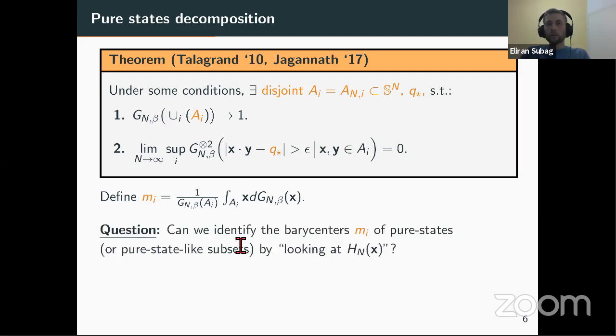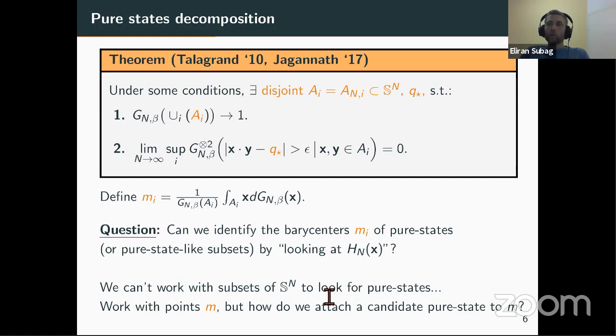And now I'm going to ask an imprecise question just to motivate what I'll try to do next. The question is, can we identify the barycenters of the pure states by, quote unquote, just looking at the random function? I want a simple, nice condition, not something that goes through the Gibbs measure itself, but something that looks at the value, and maybe a certain neighborhood of a point, and is able to tell its pure state. But to understand the pure states themselves is a very fine analysis. So I'm allowing myself to look at pure-state-like subsets, which I didn't define, but these are subsets which have properties similar to pure states.